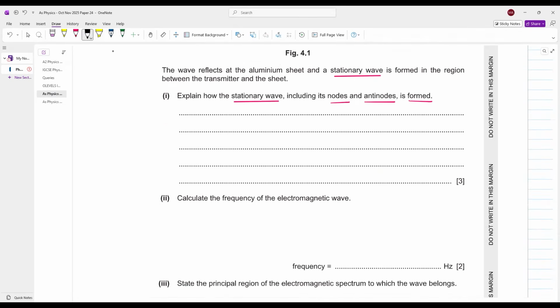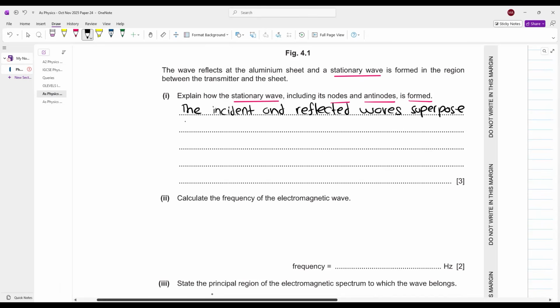यहाँ पे लिख लो. The superposition, yeah, the incident and the reflected waves superpose to form stationary waves. What further will you write? बेटा आपने एंटी नोड्स और नोड्स के बारे में भी बताना है. What further will you write?